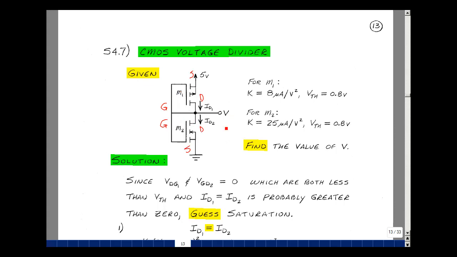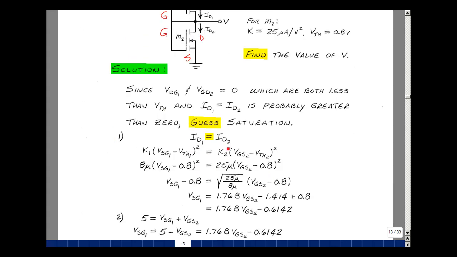Could you find the voltage V if the value of K for M1 is 8 microamps per volt squared with a threshold of 0.8, and for M2 K is 25 microamps per volt squared with the same threshold voltage? Since the drain to gate of 1 and the gate to drain of 2 is equal to 0, which are both less than the threshold voltage, and the current ID1 has to equal ID2, which is probably greater than 0 since we have a battery and some pieces of silicon, I'm going to guess that I'm in saturation.